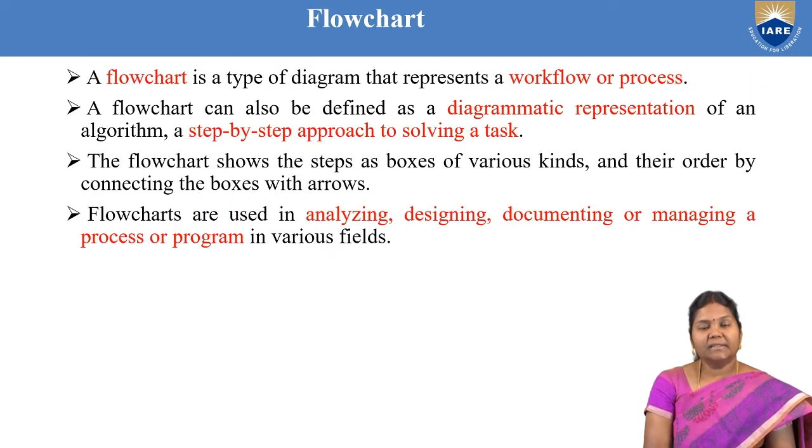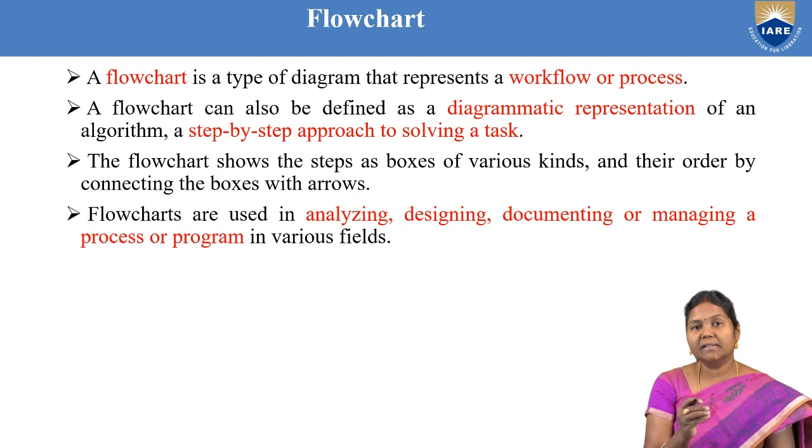Now, we discussed so far what an algorithm is, the properties of an algorithm, followed by time and space complexities. Now, come to flowchart. So, what is a flowchart? A flowchart is a pictorial representation of an algorithm. Simply you can say like this. A flowchart is a type of diagram which represents a workflow or a process. A flowchart can also be defined as a diagrammatic representation of an algorithm, or a step-by-step representation for solving a task pictorially. So there are multiple definitions.